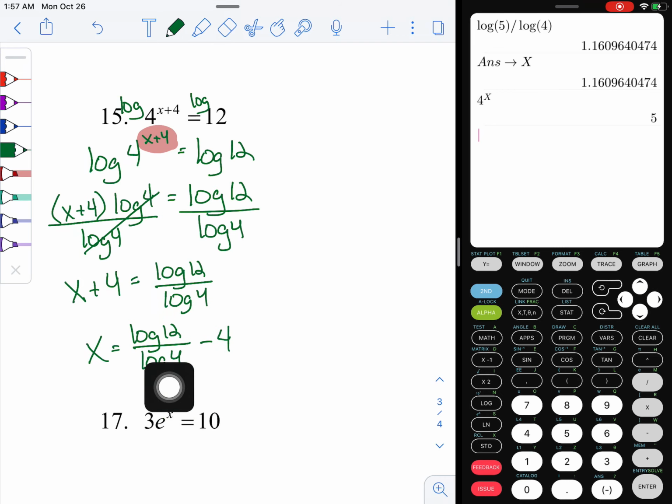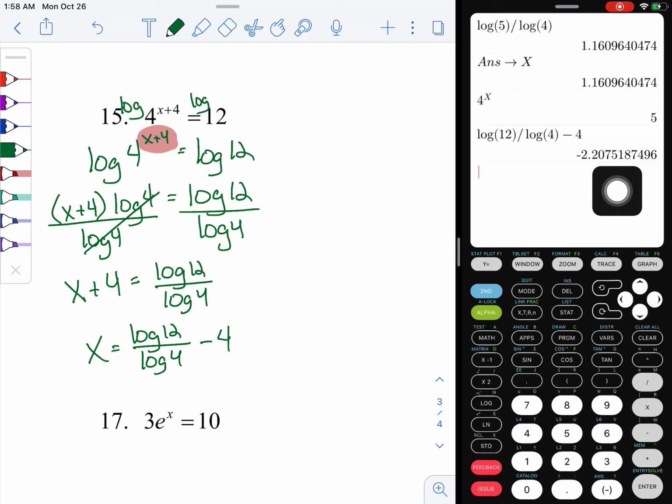Okay, so I want to put this into here. All right, so let's see what we got here. We're going to do log of 12. Now, again, my calculator already popped the parentheses there, so I don't need that. Okay, let's try that again. So, log 12. I'm going to pop out of the parentheses, and the way I'm doing that is just hit the right arrow, divided by log 4, minus 4. And I think my answer is negative 2.2 something.